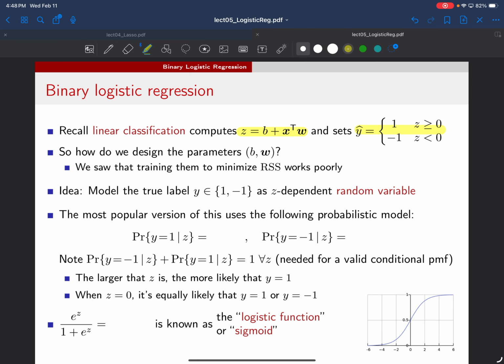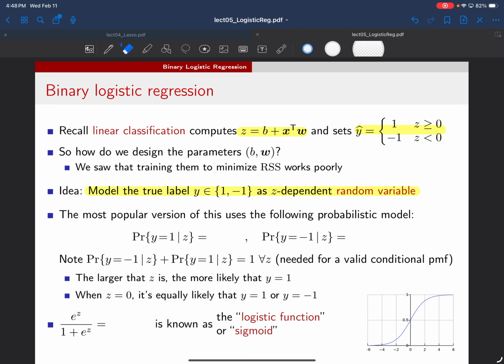So we're going to take our more recent probabilistic view of machine learning, and we will model the true label, which we call y, as a z-dependent random variable. This is a discrete random variable, right? It can only take the values 1 and minus 1. So probabilistically, there's a probability that y equals 1, and a probability that y equals minus 1, and those two things have to add to 1. You could almost say there's just one probability, and the other one is 1 minus that.